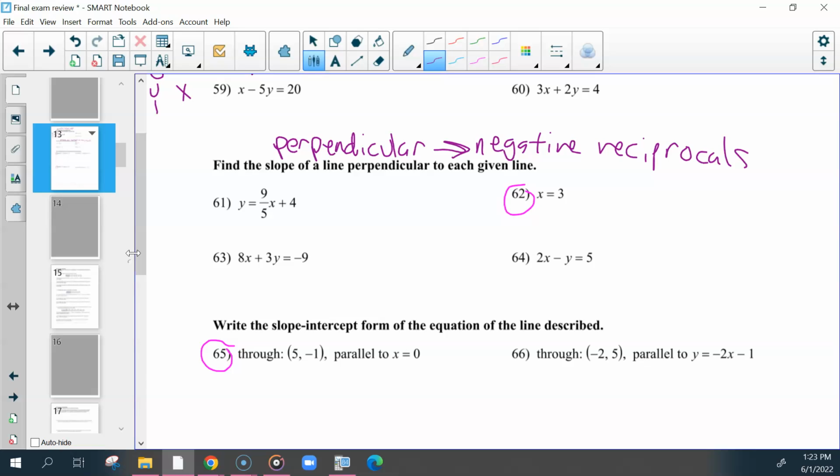So for 62, we already know that the slope of this line is undefined. If we're looking for a perpendicular slope to that, it has to be the opposite. The opposite slope of an undefined slope is 0, even though it's not negative. So 0 and undefined are perpendicular, and we have to remember that. Questions on 62?